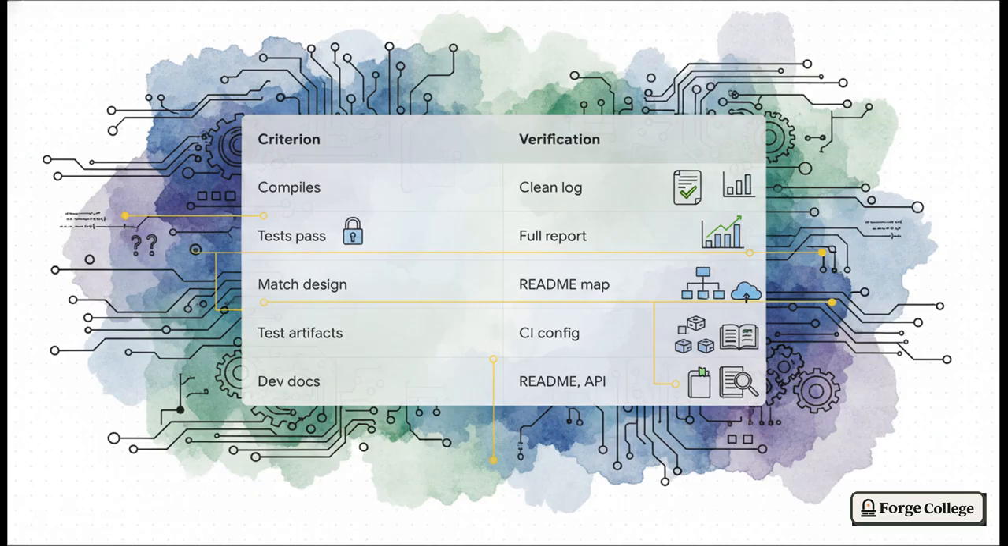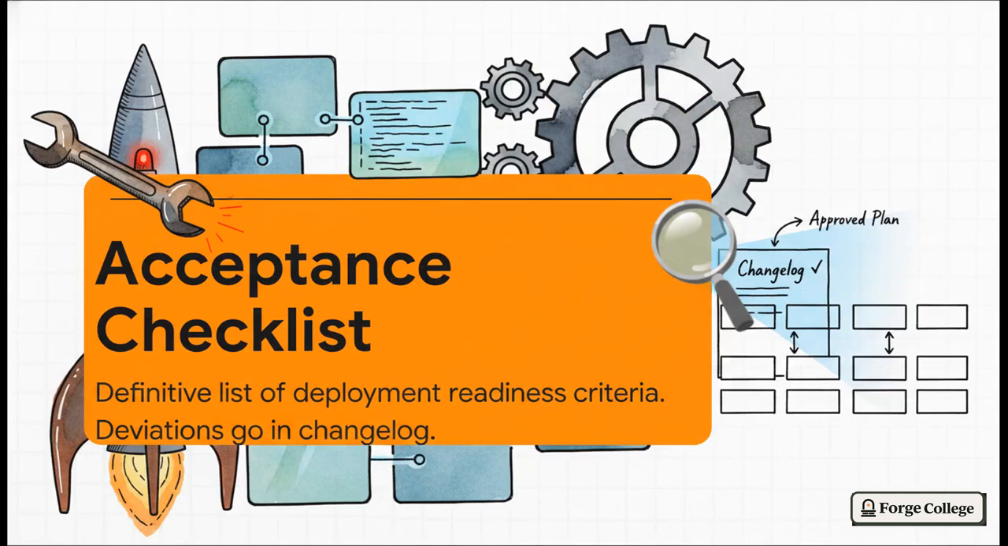Our architecture has to match our documented design with a clear README mapping, test artifacts have to be present in the config, and dev docs need to be completely readable. Basically, every single claim requires hard evidence so reviewers can easily verify our work. And that is why this exceptions checklist is absolutely our definitive baseline. It's really all about ensuring total transparency between us and the reviewer.